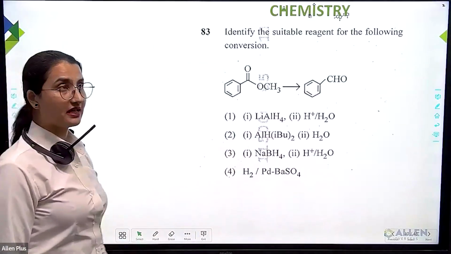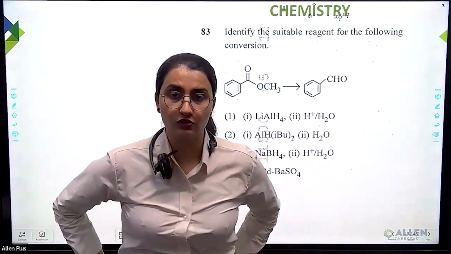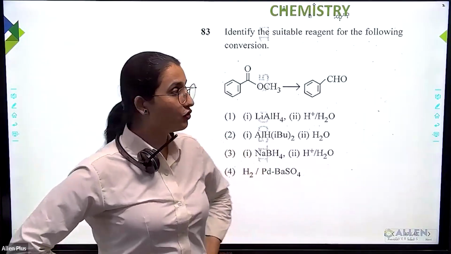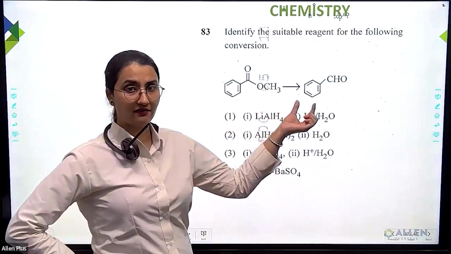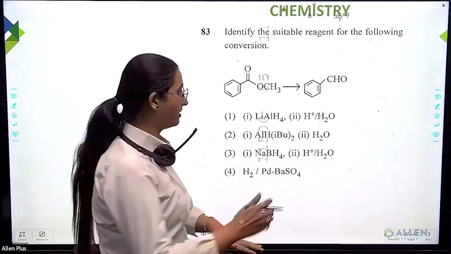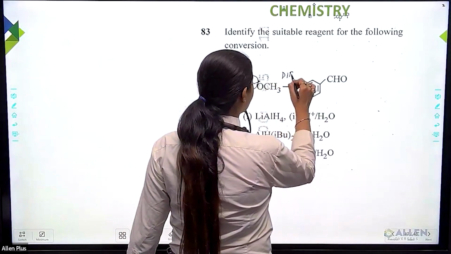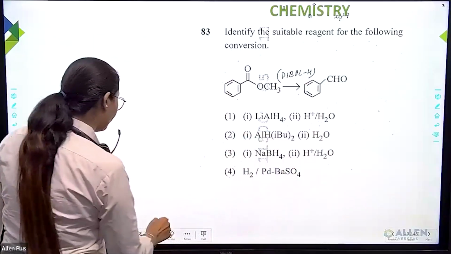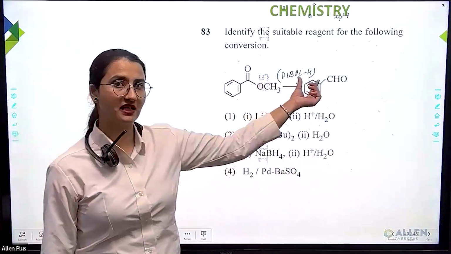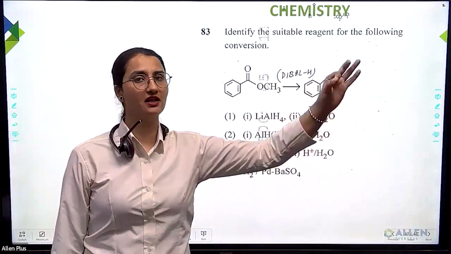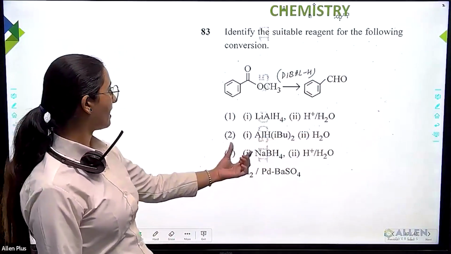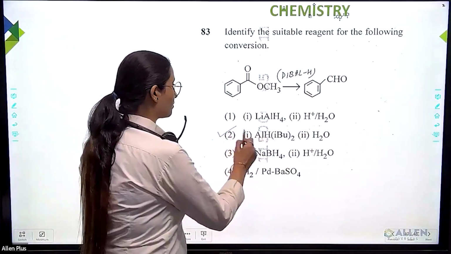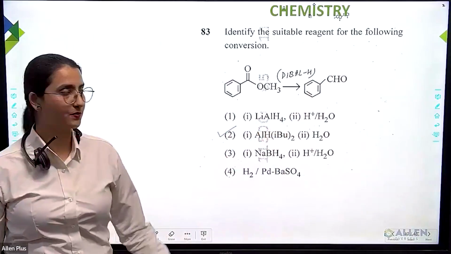Next, this is also from students direct. It's from the chapter aldehydes, ketones, carboxylic acid. It is the method of formation of aldehydes. We know when we have any acid or acid derivative, we put DIBAL-H. The only thing is that instead of writing DIBAL-H, they have written the formula of DIBAL-H. What's DIBAL-H? Diisobutyl aluminium hydride. Diisobutyl aluminium hydride is this. So DIBAL-H will give you what? Aldehyde. Option 2.